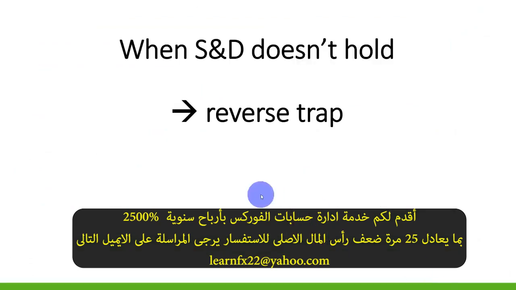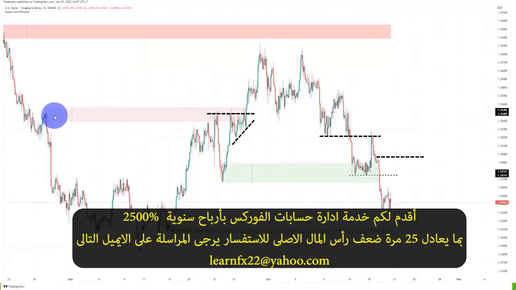I have a few tips for you now that will help you avoid some of the common supply and demand pitfalls. And when does supply and demand not hold? One of the reasons is when we see a reverse trap. What is that? So here we have a supply area, the market moves into it, gives us a nice rejection, and then the market comes back into it a second time.